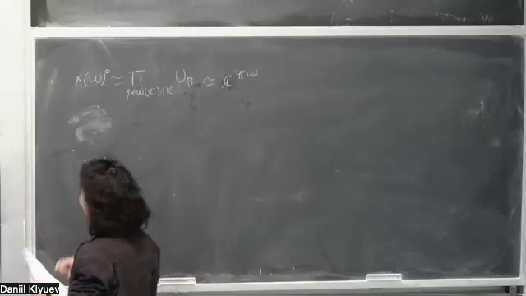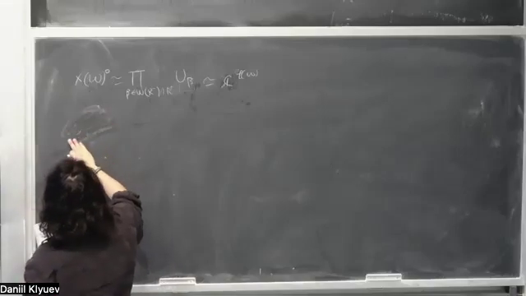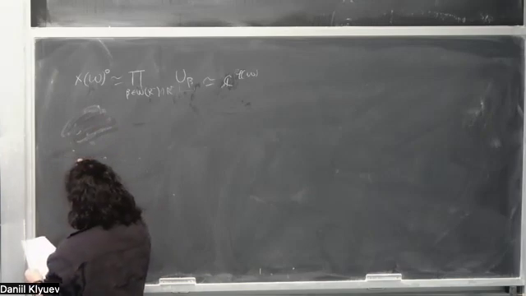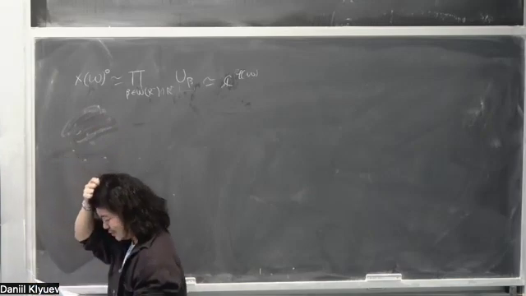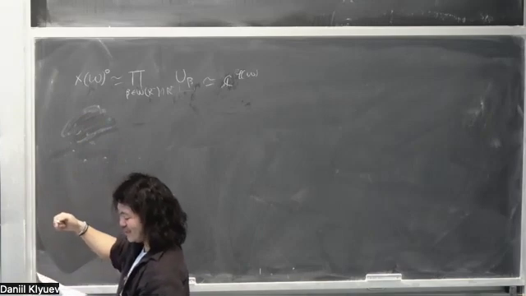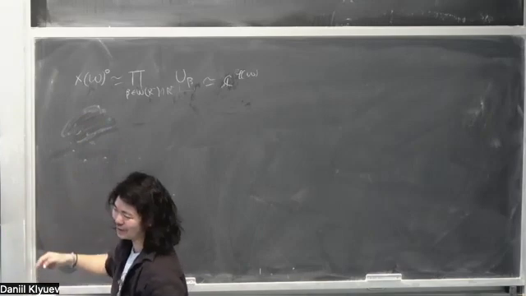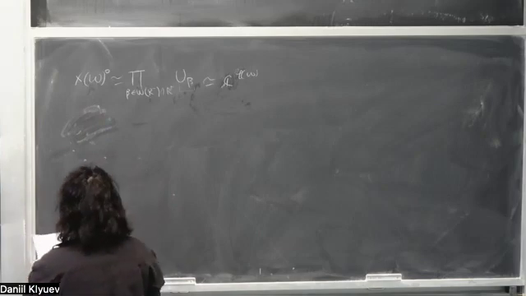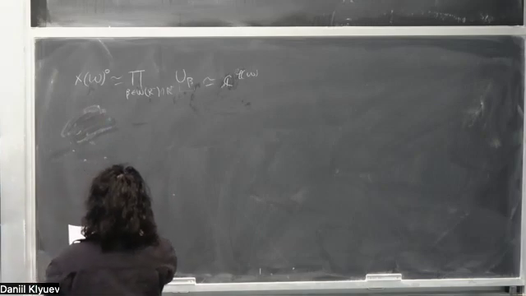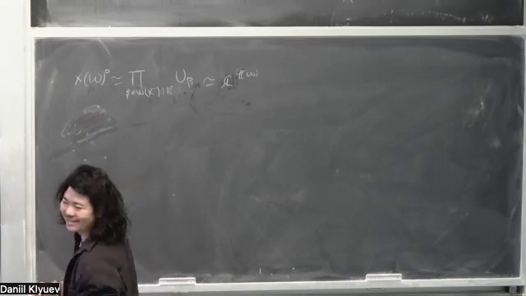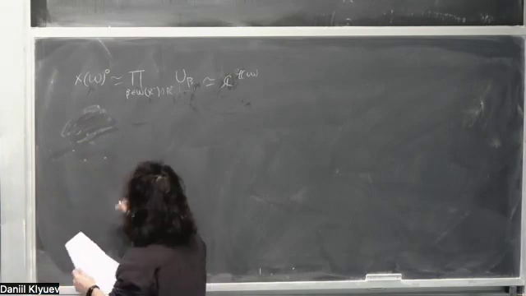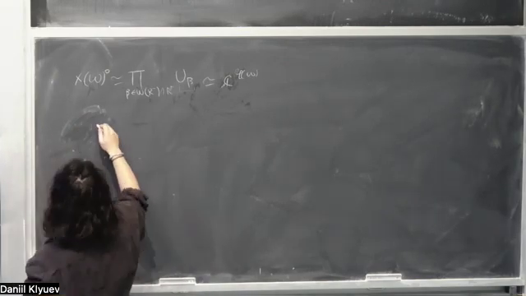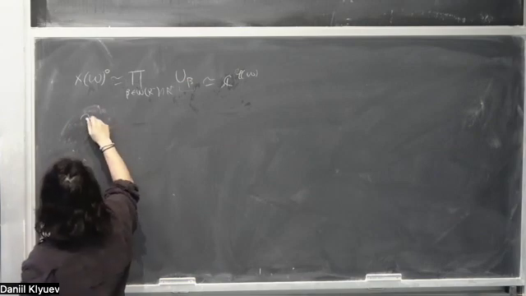What's a good letter? E could be for... no, E is for 5. I want to use F for the filtration, but I will use F for the standard flag, so... There we go. Curly F, okay. Thanks for the suggestion. So let's define F.